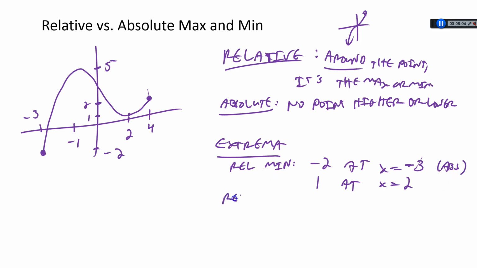And then our relative maxima, we have one that is 5 at x equals -1. And we have a relative max of 2 at x equals 4. And this relative max of 5 at -1 also happens to be an absolute. So these two are kind of special, right? Because they're absolute maximums on the closed interval.